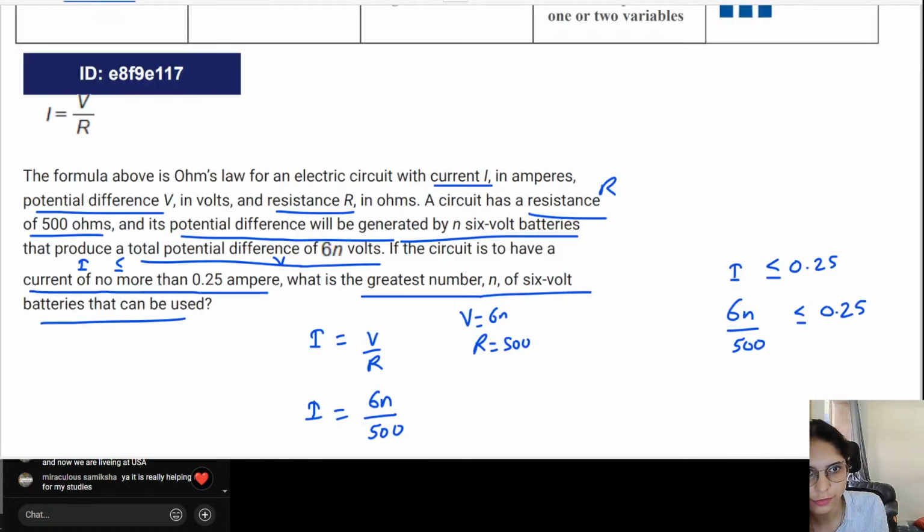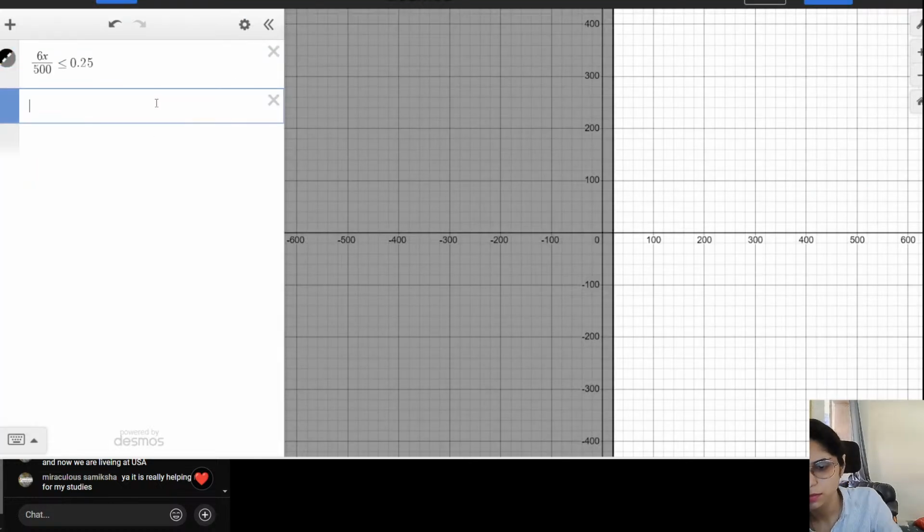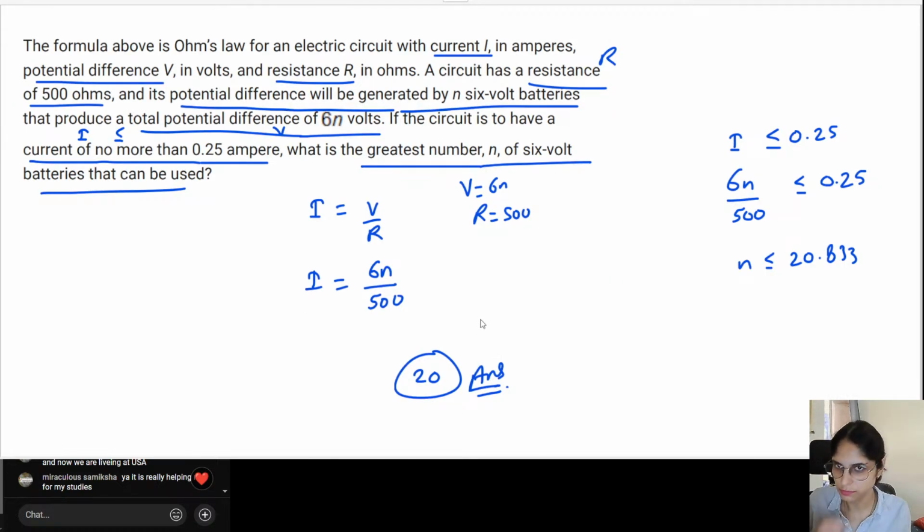Twenty is the maximum number, getting 20.833. Now that cannot be the answer. So 20 is your answer. 120 divided by 500. Yeah, that works. Okay. 125 divided by 6. That's going to be 20 and 2/3. Yeah.